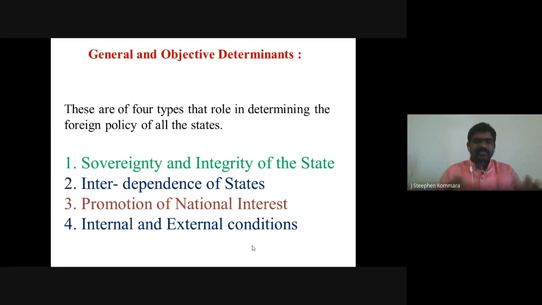So, sovereignty and integrity of the state. The first factor that every state keeps in mind while formulating foreign policy is the safeguarding of its sovereignty and territorial integrity. So every country must have sovereignty. Integrity of the state, there must be a unity. So this is the primary determinant of the state, and also the main responsibility of a state to safeguard the property of citizens.